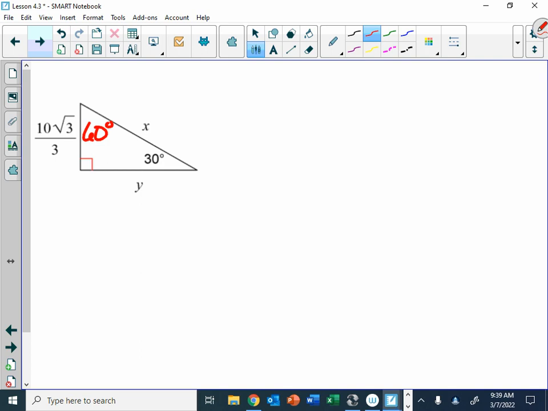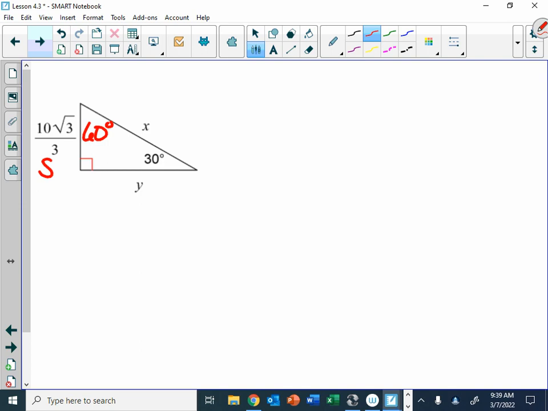I'm given one of my sides. Am I given a leg or a hypotenuse? Leg. I'm given that that leg is 10 square root of 3 over 3. What angle is it across from? 30. Look at your picture. How do you label the leg across from 30 degrees? Look at the picture, don't guess. Oh, S. Across from 30 degrees is S.